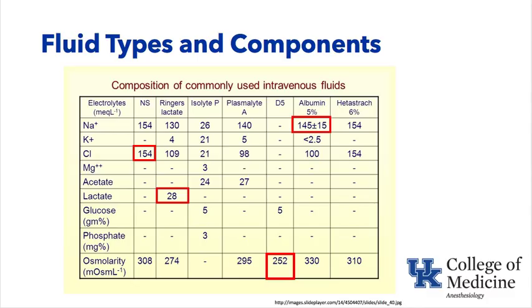And albumin can have a varied amount of sodium in it, 145 plus or minus 15. It has some chloride in it, and it tends to be hyperosmolar. Hetastarch isn't used very much anymore because of the perceived risk of these carbohydrate molecules causing renal insufficiency in certain populations of patients.